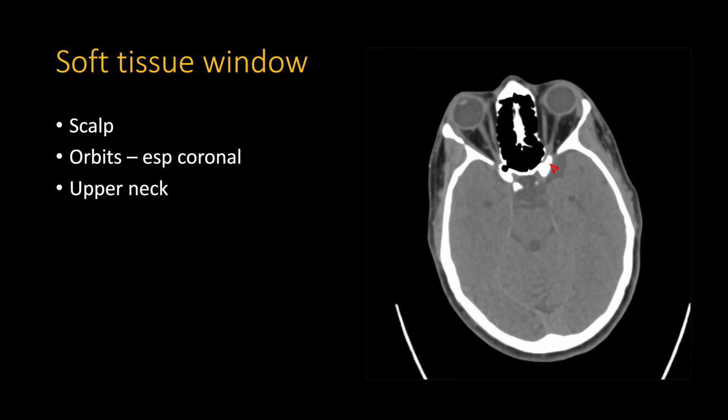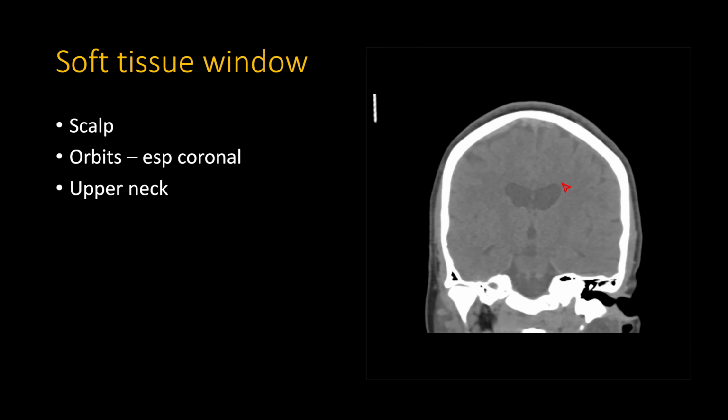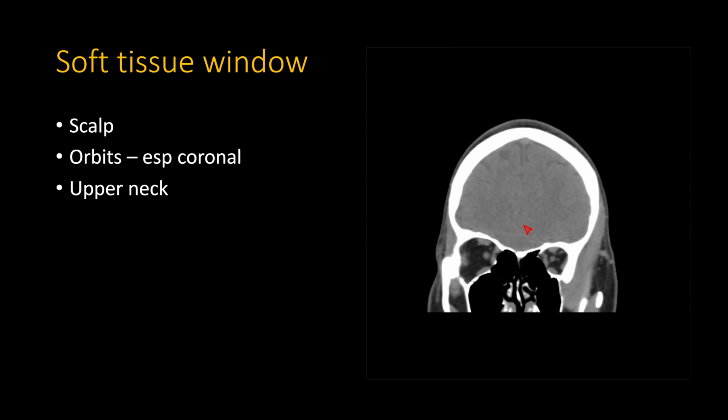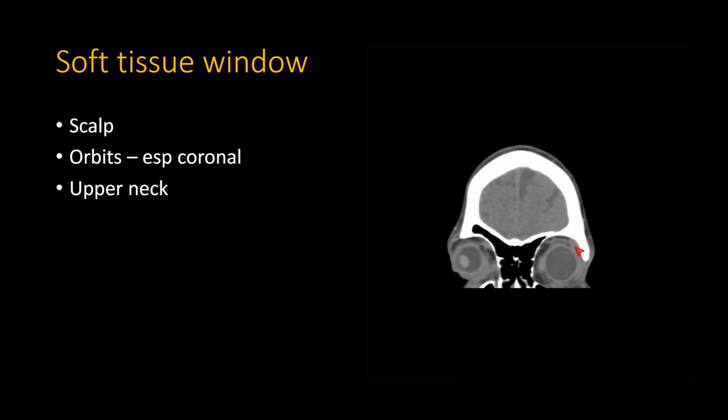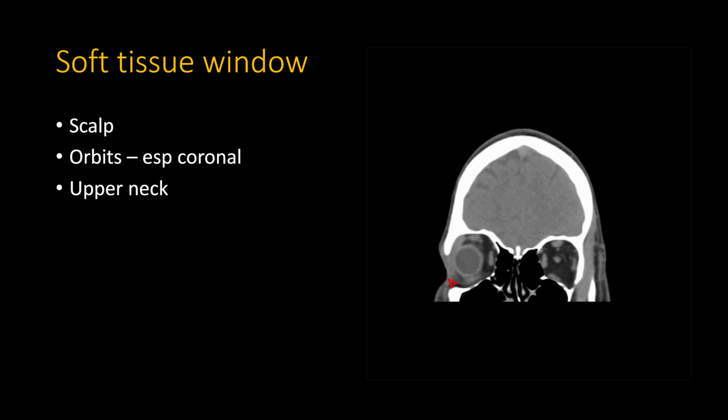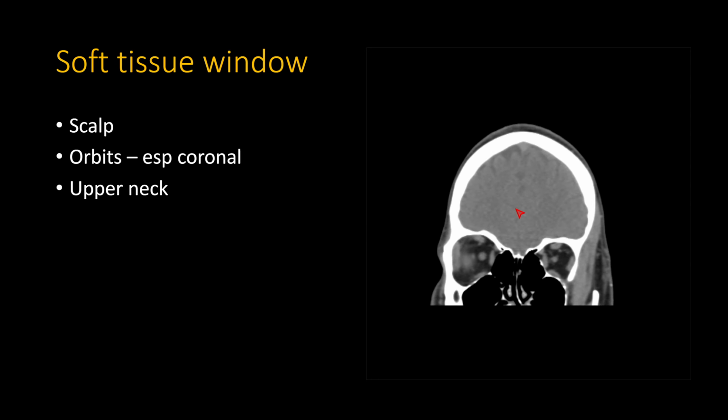Orbits tend to show up very nicely on your coronal reconstruction. So here, if you go through them, you can see very nicely on the coronal, your extraocular muscles, your intraconal space, and then your extraconal space. So you're looking for any hemorrhage within the orbits or any masses, etc. You have your lacrimal glands in the superolateral aspect of the orbits on either side. And again, if they were abnormal, you'd see some asymmetric swelling, etc.